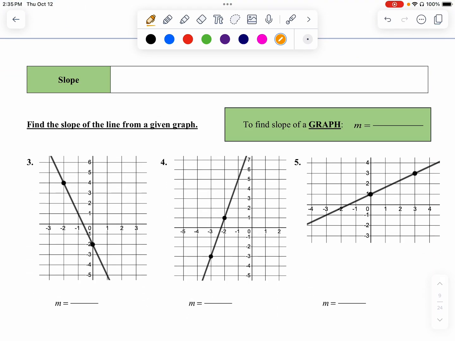So that m, that rate of change that we were just talking about, is another name for the slope. So slope is another name for rate of change. And what we're looking for is the steepness of a line.